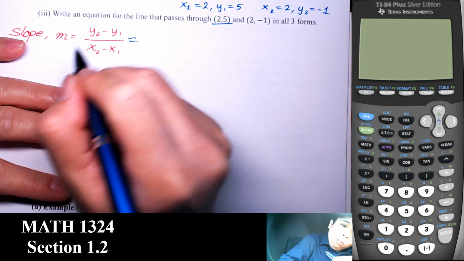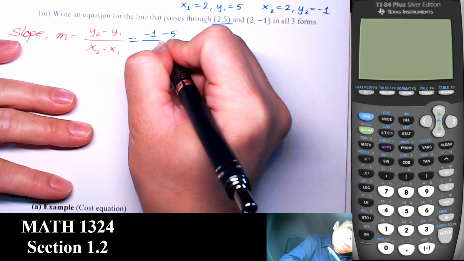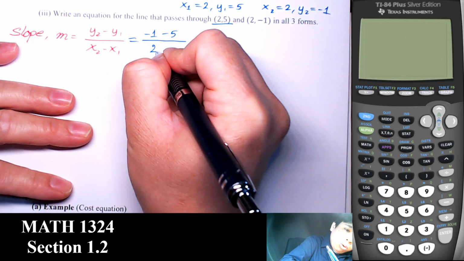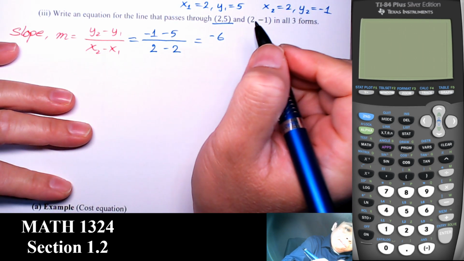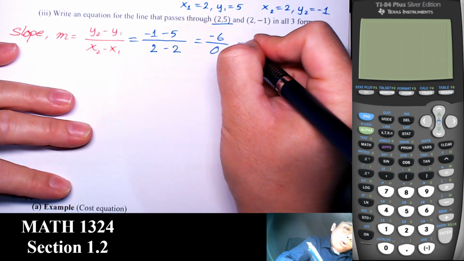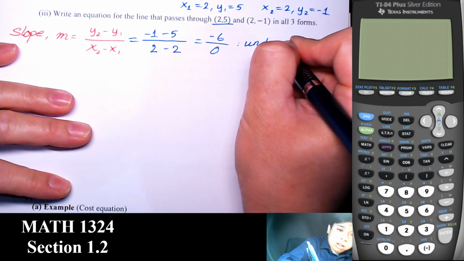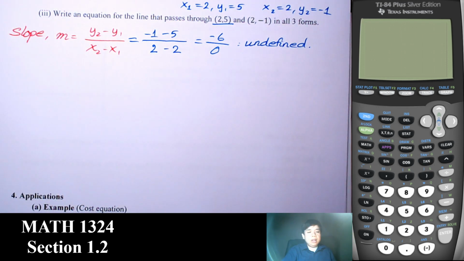y2 is negative 1, y1 is 5, x2 is 2, x1 is 2, so we have negative 6 over 0, which is undefined. So the slope is undefined. So if the slope is undefined, we cannot write the slope intercept form.